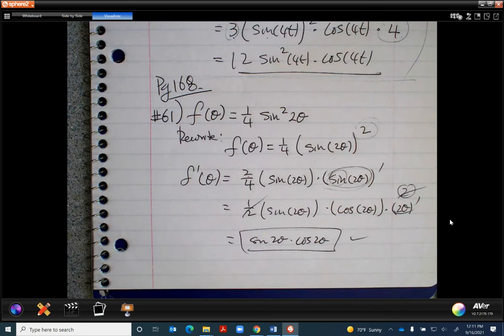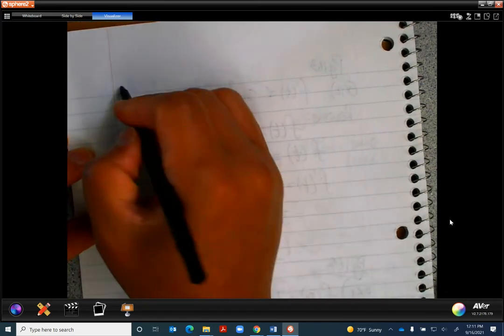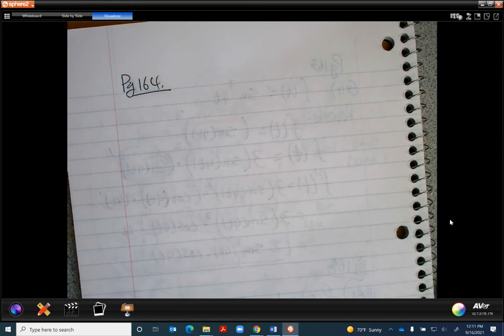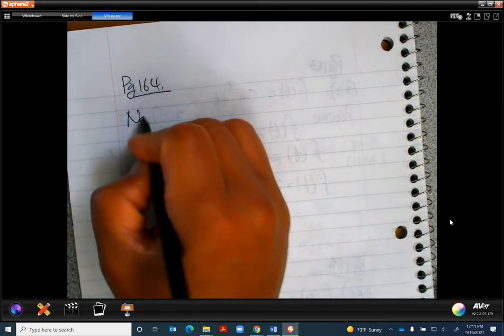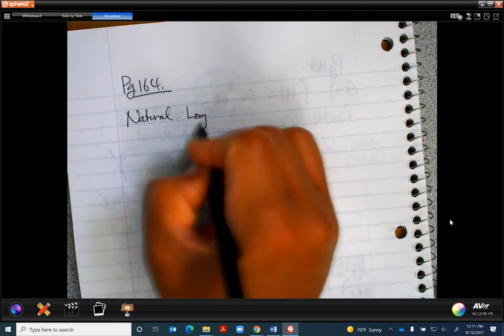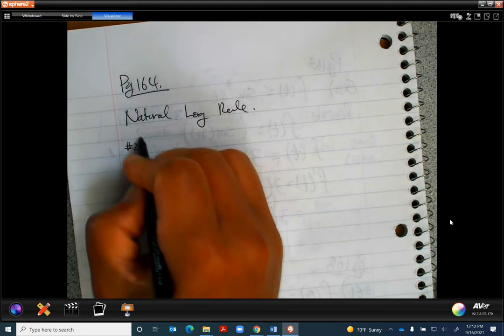So for the other rules, we turn to page 164. Page 164. You're not going to write all the rules because they're giving you the same thing but with different versions. I'm going to tell you which one to write. On page 164, this one is the natural log rule. Do you see it? You just need to write number 2, and not the whole thing.